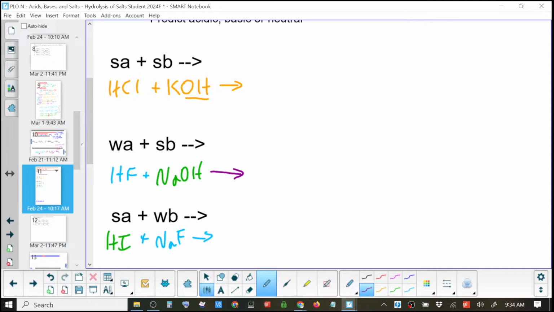What kind of reactions are these? They're acid-base reactions.